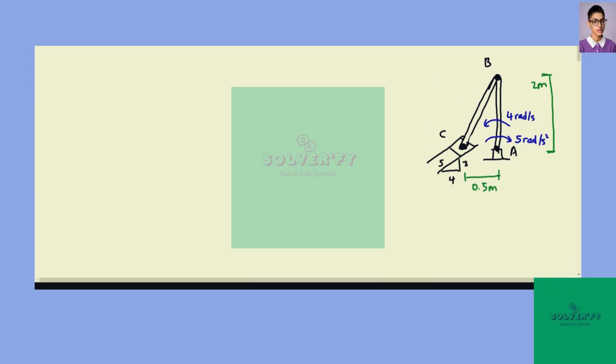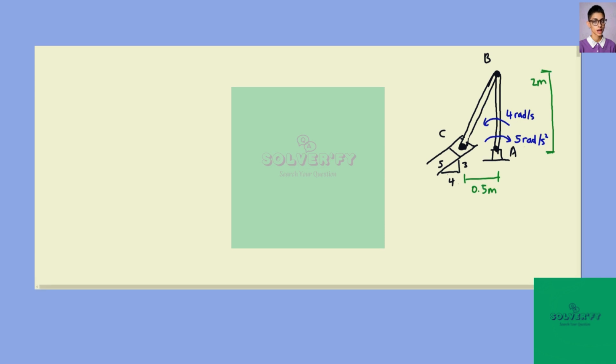In this question, we have two rods, AB and BC. AB is 2 meters, and at this instance, C is 0.5 meters to the left of A. AB is rotating counterclockwise with an angular speed of 4 radians per second, and the angular acceleration of AB is clockwise 5 radians per second squared. We need to determine the velocity and acceleration of the slider block C at this instance.